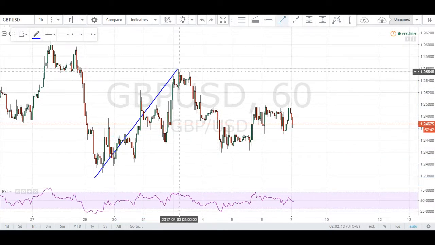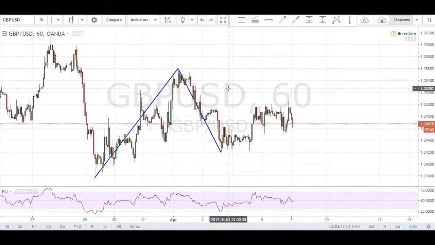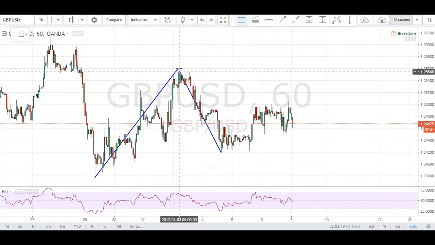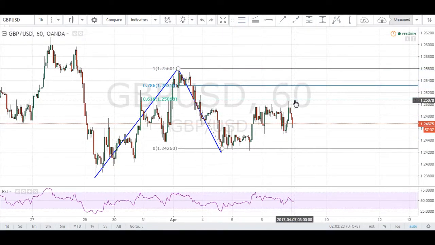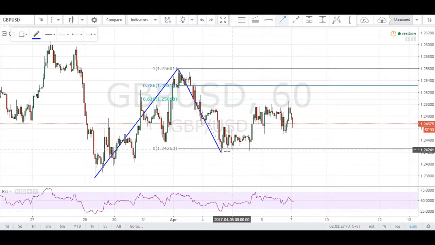So we have our A to B leg right here. Our next leg would be the B to C leg, and the B to C leg would typically be a 382 to 618 retracement, and as you can see we are very nicely below the 618, so this would be a valid B to C leg.